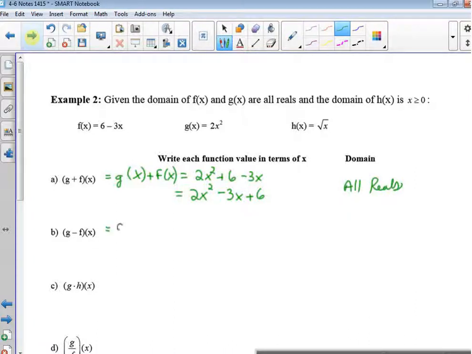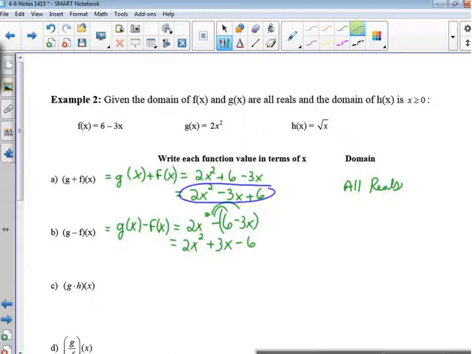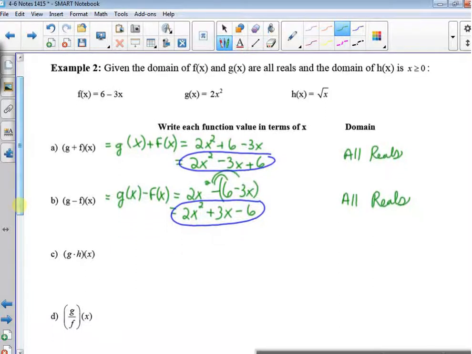G minus f of x is g of x minus f of x. So let's do 2x squared minus 6 minus 3x. Remember, you have to distribute that negative, so that's 2x squared plus 3x minus 6 when we distribute that. And I'll circle my final answer there. The domain on that is, again, all reals. There is not one value I could not enter in for x. I can enter any value in for x I want.